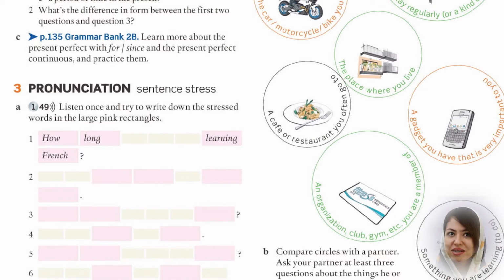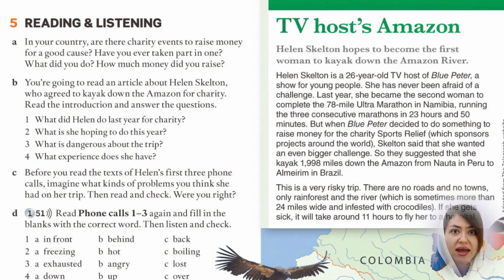So let's turn to the next part. Right now we are on page 20. So on page 20, you will see a text. Okay, this text is about Amazon challenge. It's very interesting. Here, again, there are some phone calls in the text. We are going to complete them based on part D, okay, that you see here.